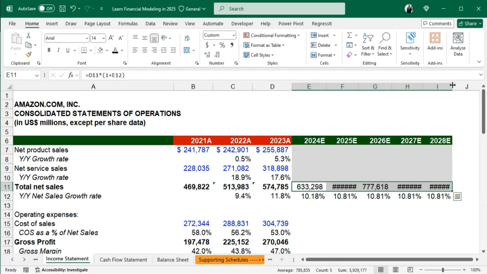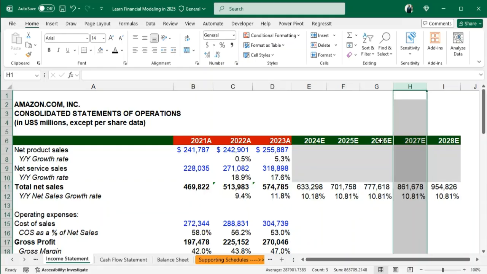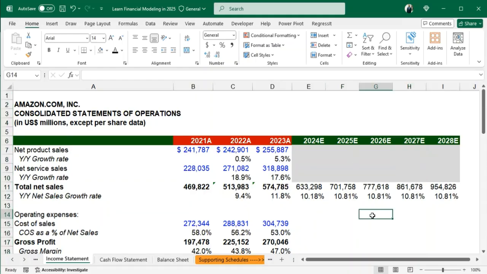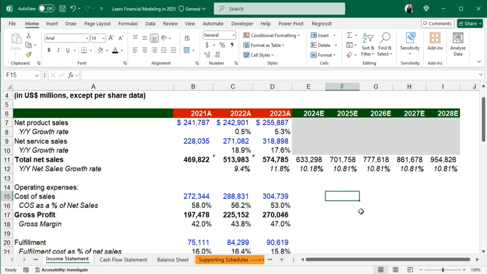This is giving me hashes because there's not enough space, so also increase this. All right. So that is our revenue estimate. We are estimating that revenue is going to grow going forward up to 2028. Now I'm going to italicize this. All right, so that is what we have for our revenue. That is how we estimate our revenue.